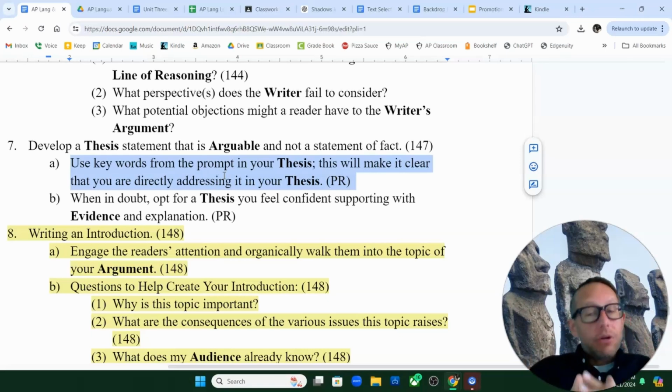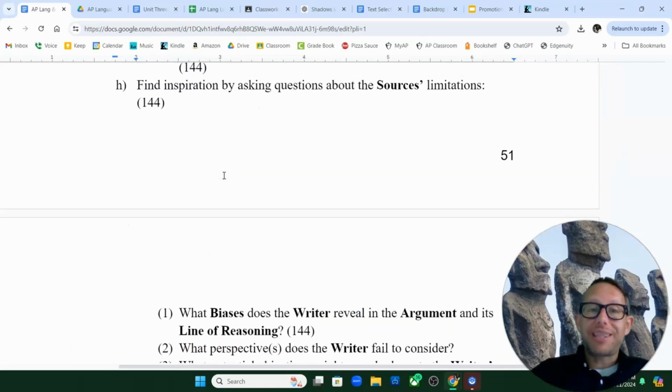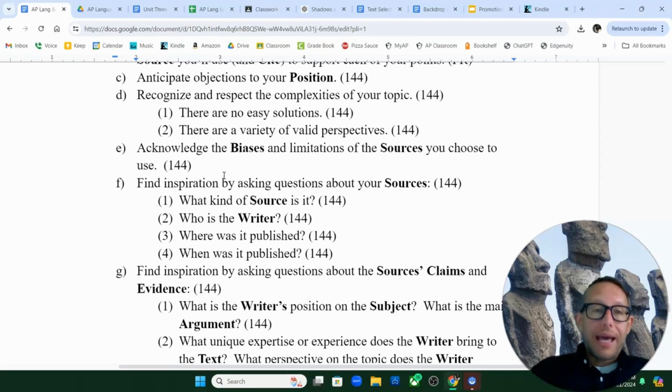Okay. Now, granted, that's not the best situation to be in. You don't want to find yourself in that situation. But again, that's why it says when in doubt. If you've got nothing else to play with at your disposal, do it that way. Okay, so that's preparing to write your synthesis argument essay.